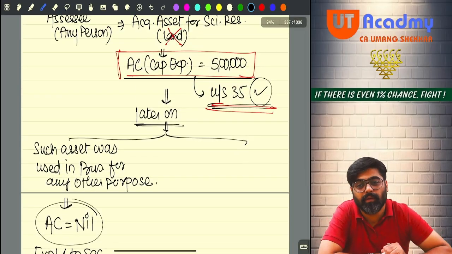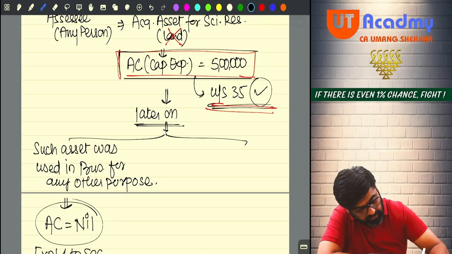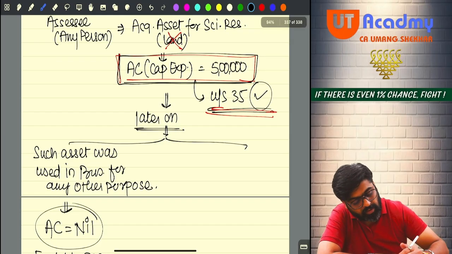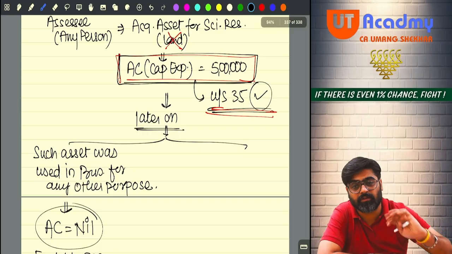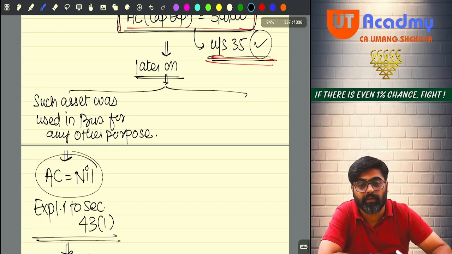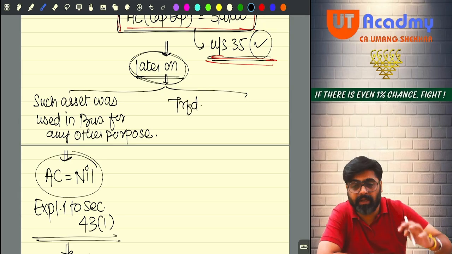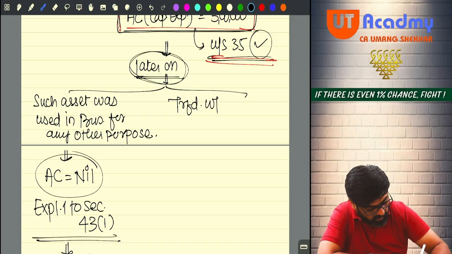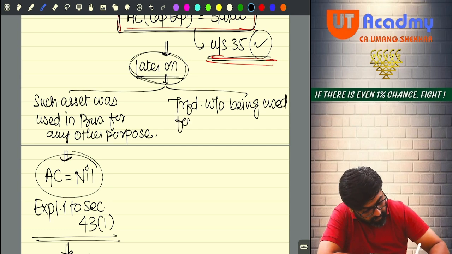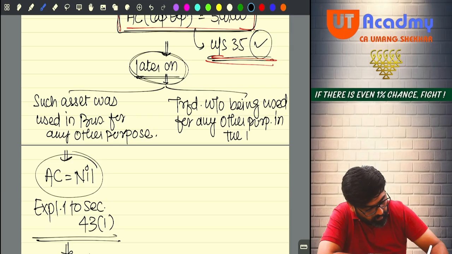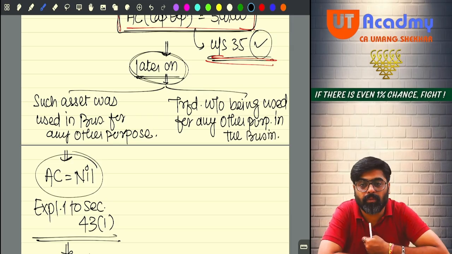Now tell me, if this asset which you acquired, its entire cost you have claimed as deduction also under section 35, and later on this is transferred, meaning sold, without being used for any other purpose in the business. Possible or not possible? Tell me. Possible?